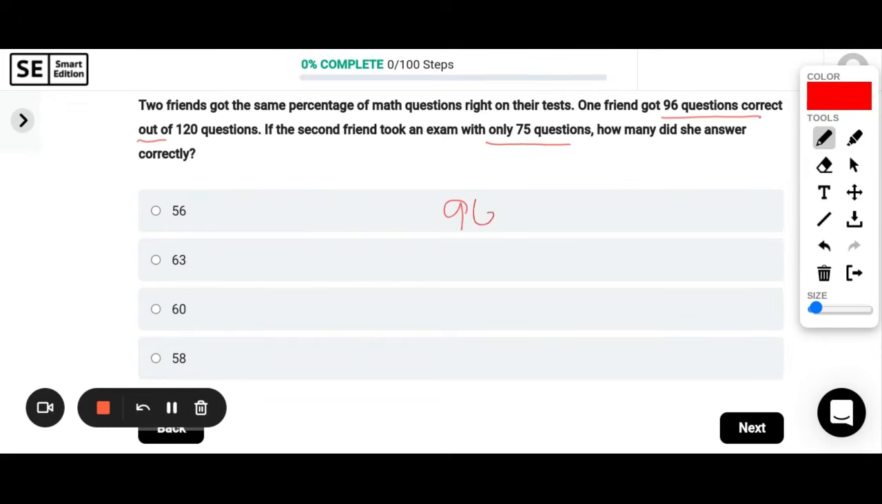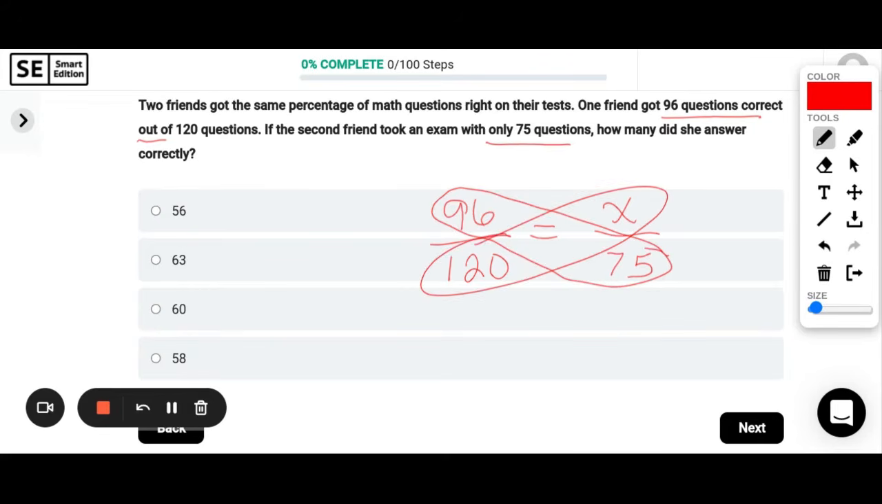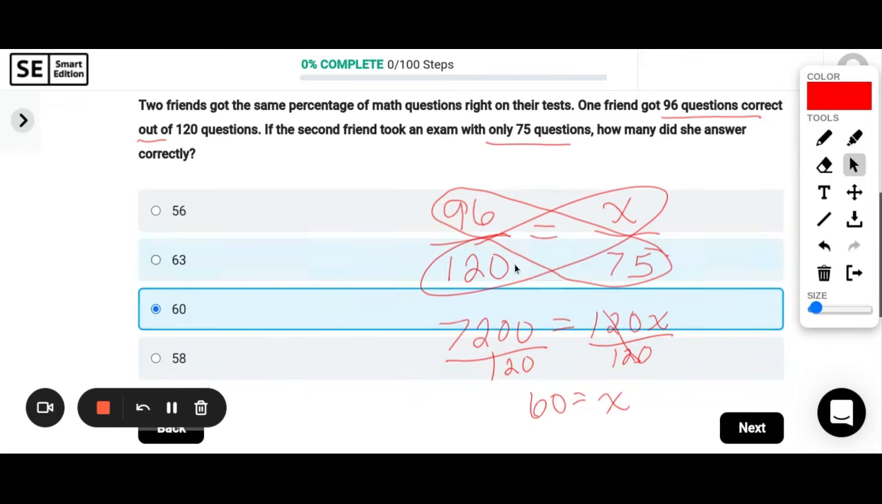So the first friend got 96 out of 120. That is the same percentage as however many she got right, which I'm going to give the variable x, out of the 75 total. From here, I can cross multiply and try to solve for x. When I do 96 times 75, I get 7,200, and then 120 times x. All I have to do here is divide each side by 120, and I will get that x equals 60, which means that she had 60 questions answered correctly on her exam.